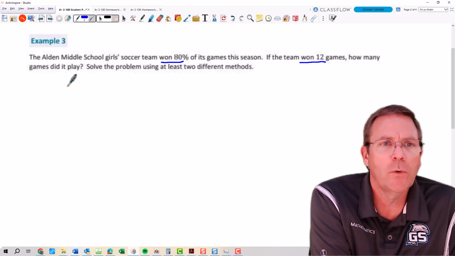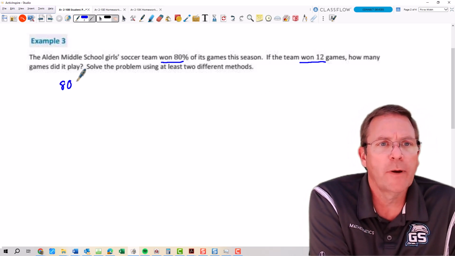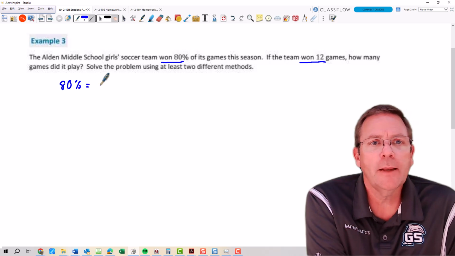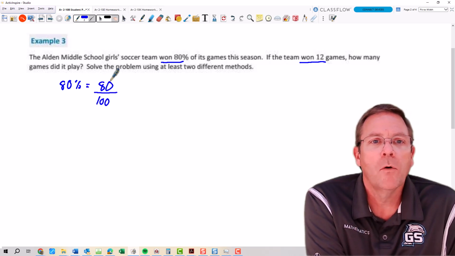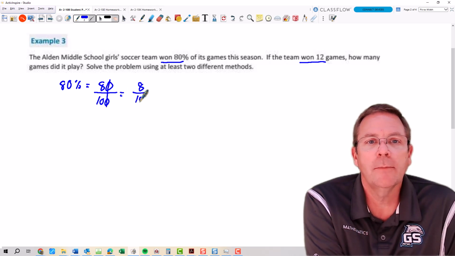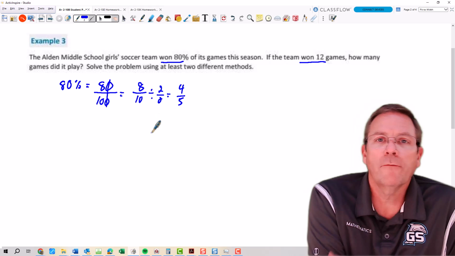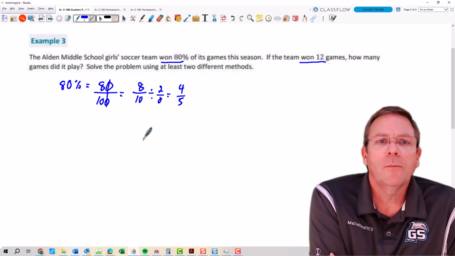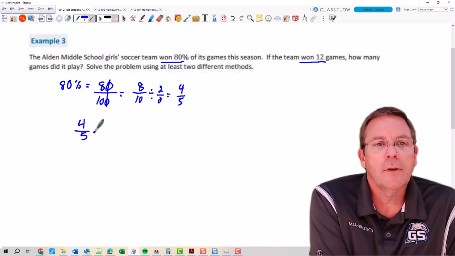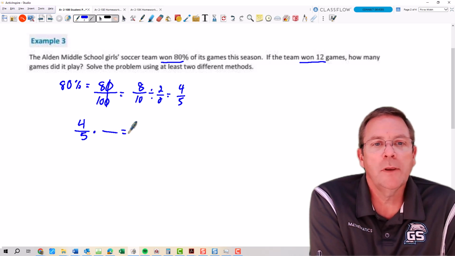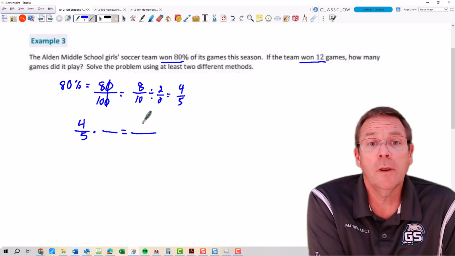So a couple ways we could work on this. I could start off by saying that 80% is equal to 80 over 100. Of course, we can knock out those zeros, which means that's 8 out of 10, and that we could divide by 2 over 2 to find out that they won 4/5 of their games. From there, I can set it up as a problem that 4 out of 5 times something over something equaled how many games did they win?